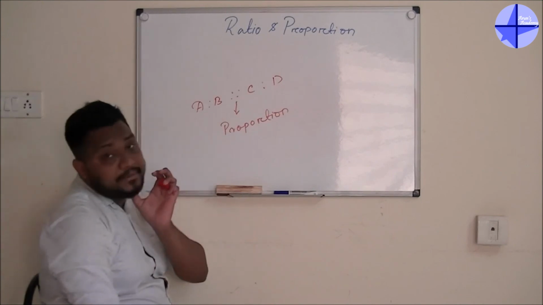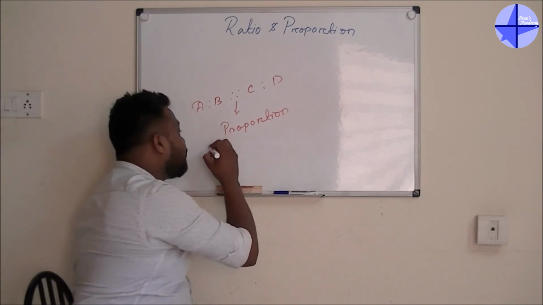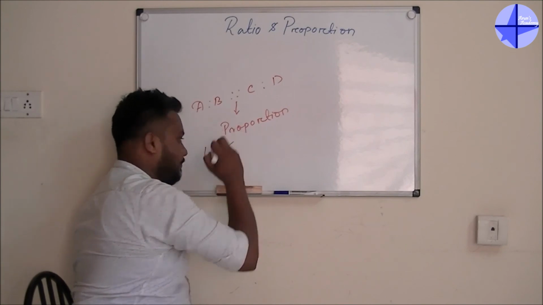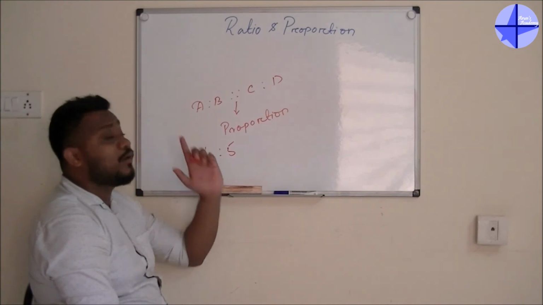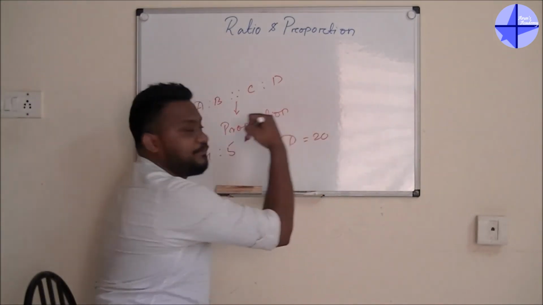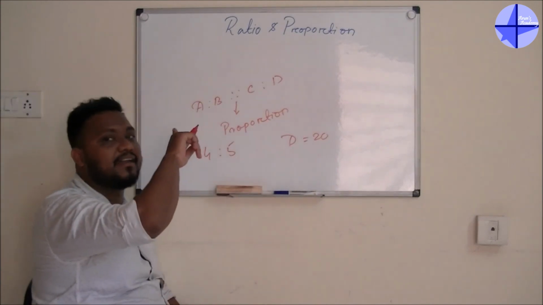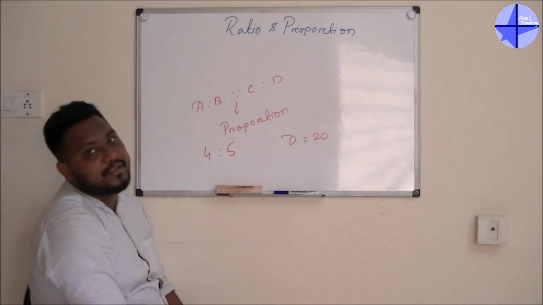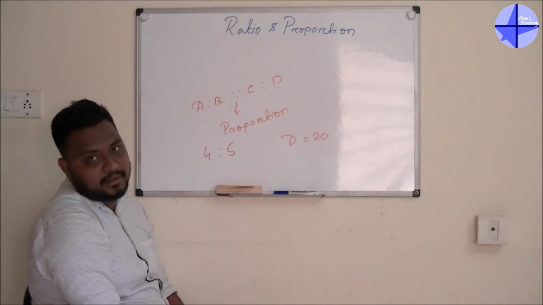So they will tell A is to B is proportional to C is to D, and A is to B is equal to 4 is to 5. Then what will be your C is to D if D is equal to 20? Okay, you can use the method. That method is A into D is equal to B into C. By using that, you can solve this particular thing.